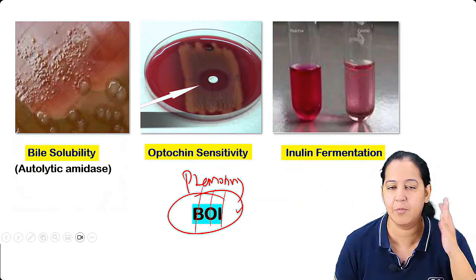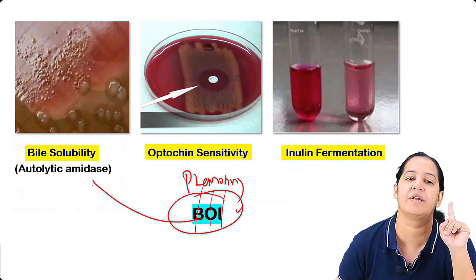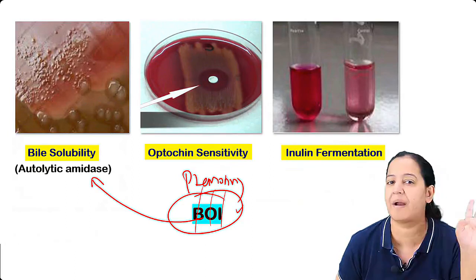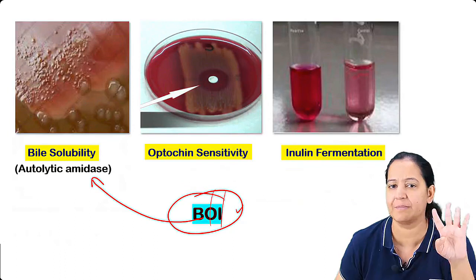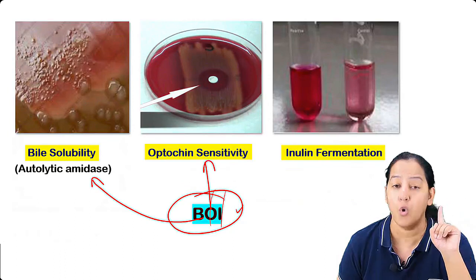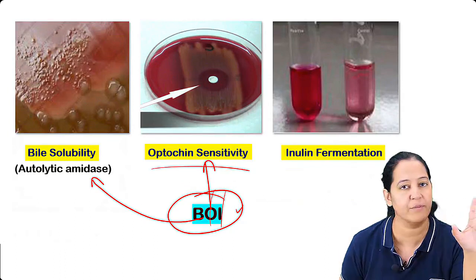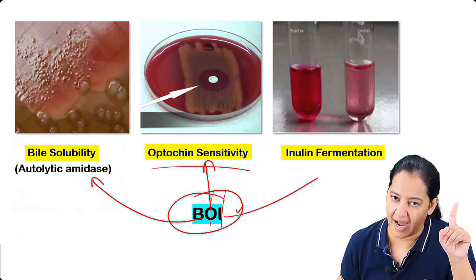You can learn any mnemonic. Okay? B is bile solubility. Only this one is bile soluble. No other bacteria in this world is bile soluble. I will explain what it means. O is optochin sensitivity. Only this is optochin sensitive. Rest all, none of the bacteria is optochin sensitive. And I is inulin fermentation.